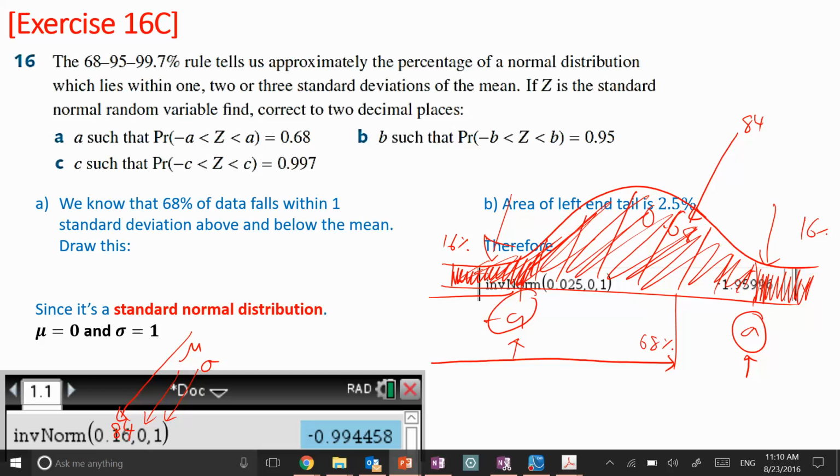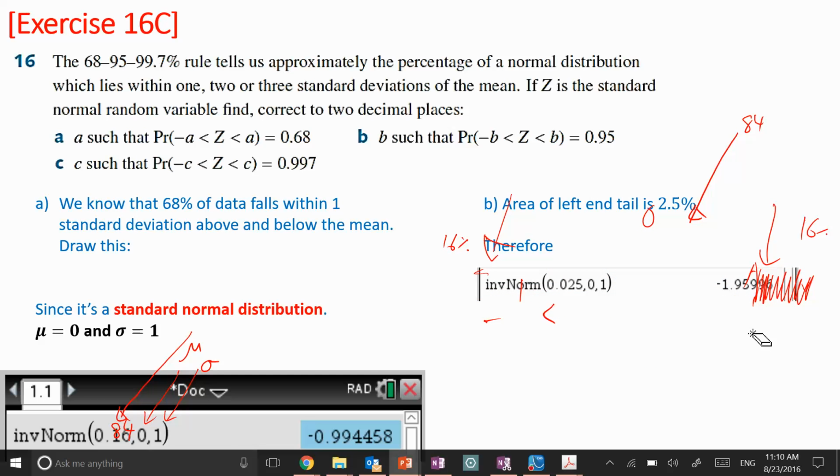Okay, but because we know it's symmetrical, if we know that from the mean, it's standard normal, because remember it's standard normal. So 0 goes to negative 0.994, then obviously to the right it will be positive 0.994. Because it's the standard normal, you don't have to actually calculate A. If you know negative A, then you know positive A. Okay, so that's answering that question.